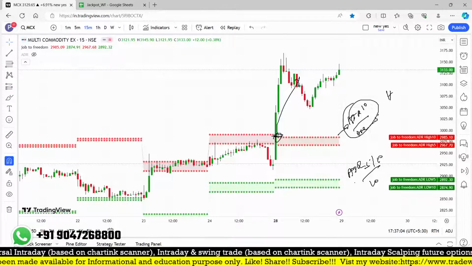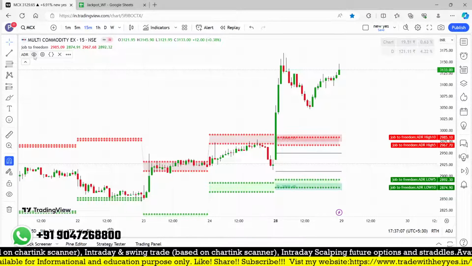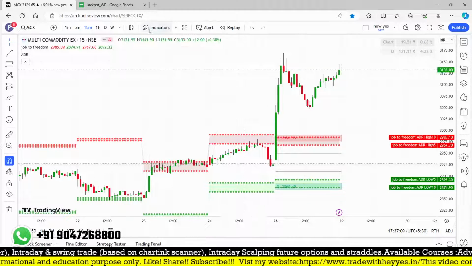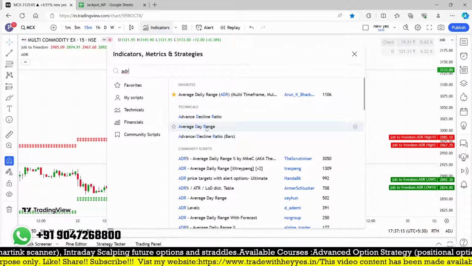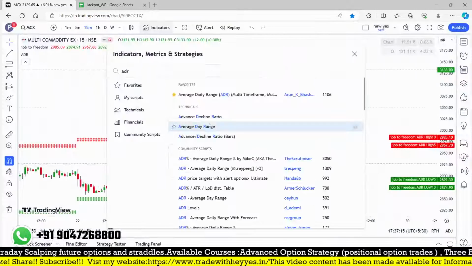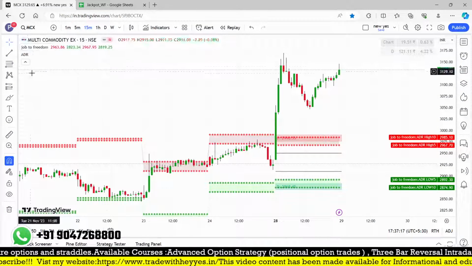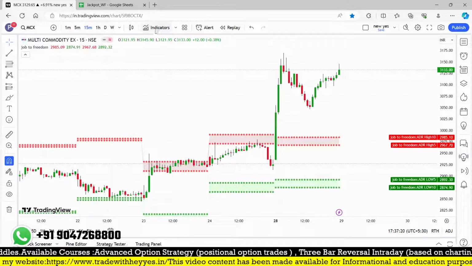So this indicator on TradingView is available, and one more indicator, ADR. If I search for ADR indicator, a lot of things are available, but Average Daily Range is the one more indicator. It's a free version, so I can't add one more thing, so I'll remove that.